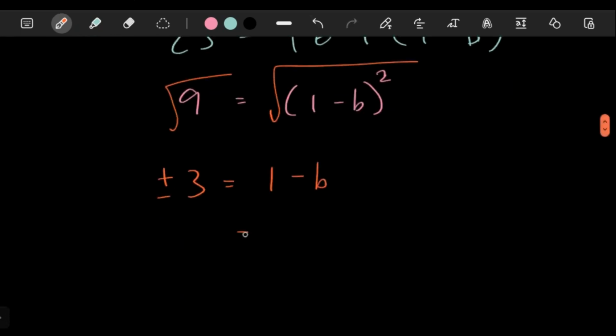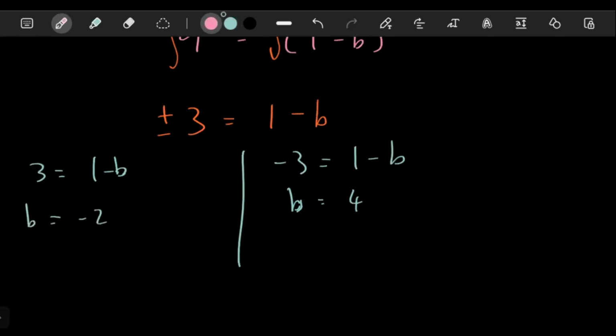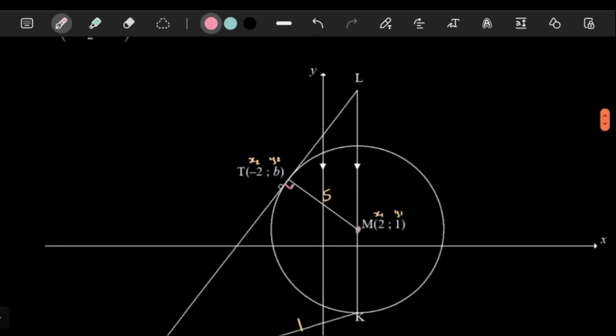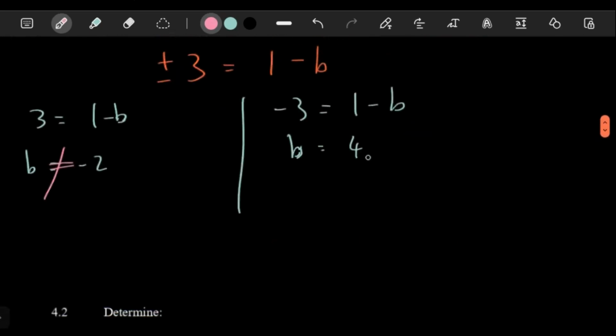So in this case, you're going to split up your page into 2 places. On one side you're going to have a 3 as a positive, the other one you're going to have a 3 as the negative. So here working out b, the 1 goes to the other side: 1 plus 3 is a 4. Then on the other side, it's going to be negative 2. So this one you rule out because b has to be a positive y value. So positive 4 makes sense.